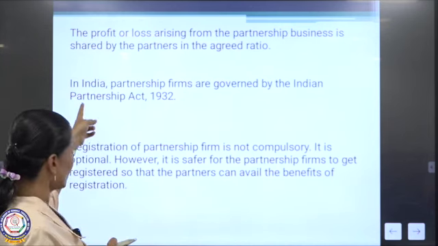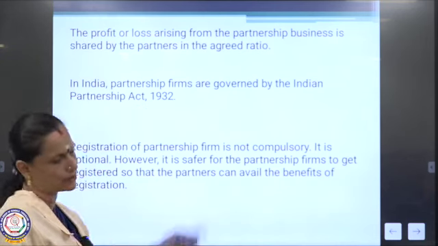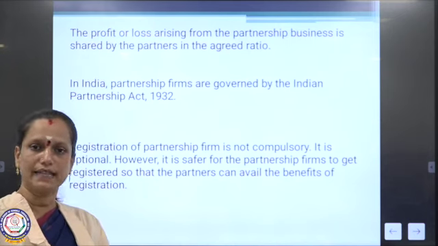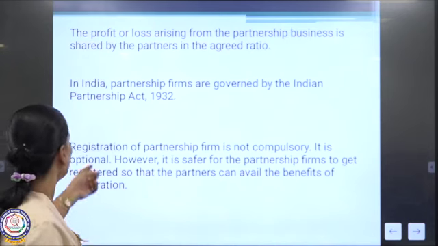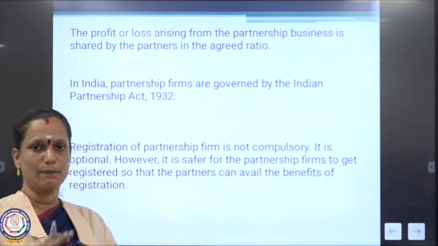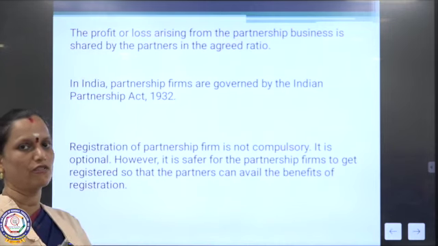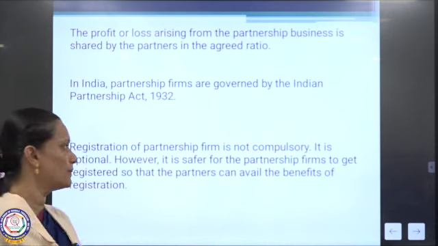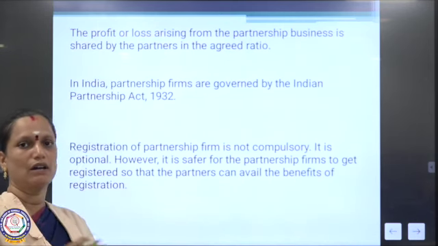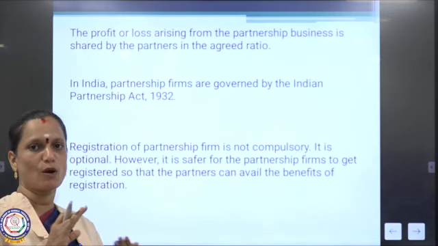Okay. In India, partnership firms are governed by the Indian Partnership Act 1932. We are following the Indian Partnership Act 1932. Registration of a partnership firm is not compulsory. Nobody is compelling for registering the partnership. So it is optional. If the partners are willing, we can register the partnership, otherwise no need to register. It is optional only.